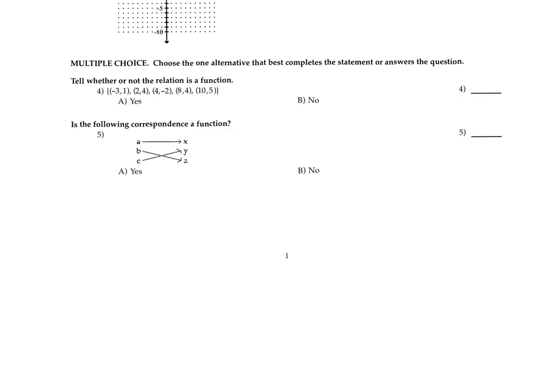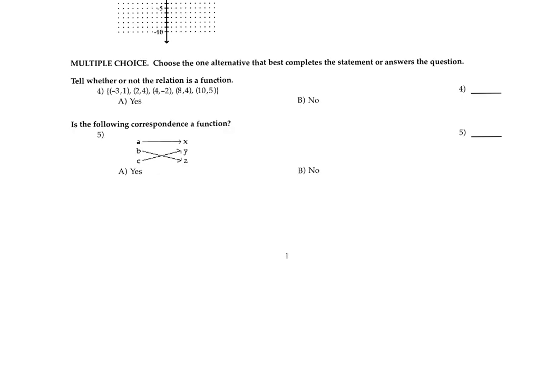So if A went to X and then there was another arrow here that went to Z, then that would not be a function. Okay? What you've got to be careful of sometimes is if B goes to Z and C goes to Z, that's okay, because we have two X values going to the same Y value. So just be careful of your arrows.